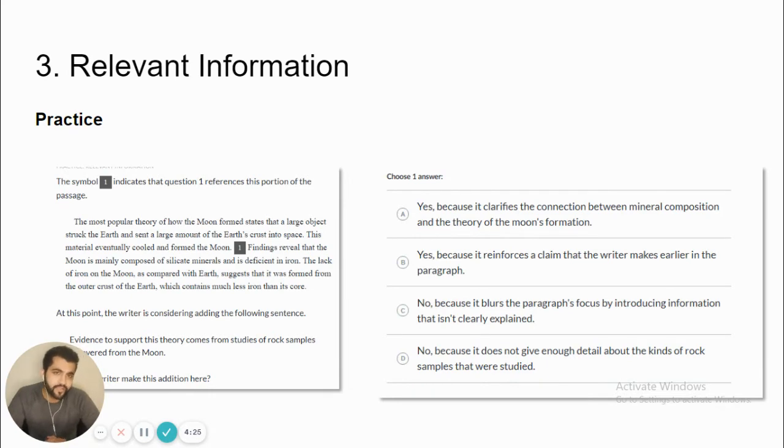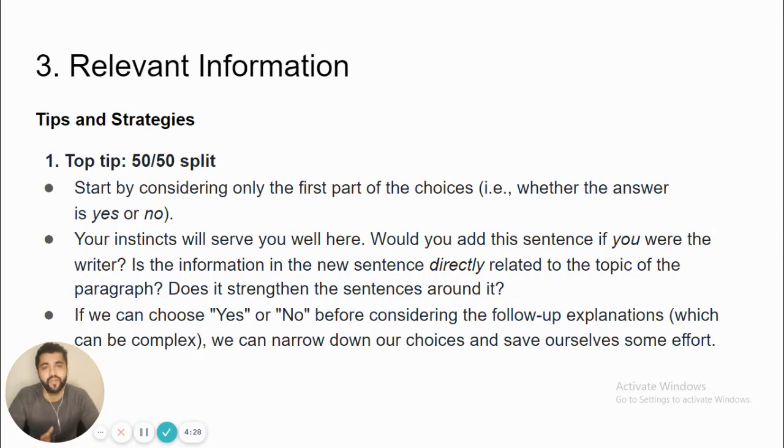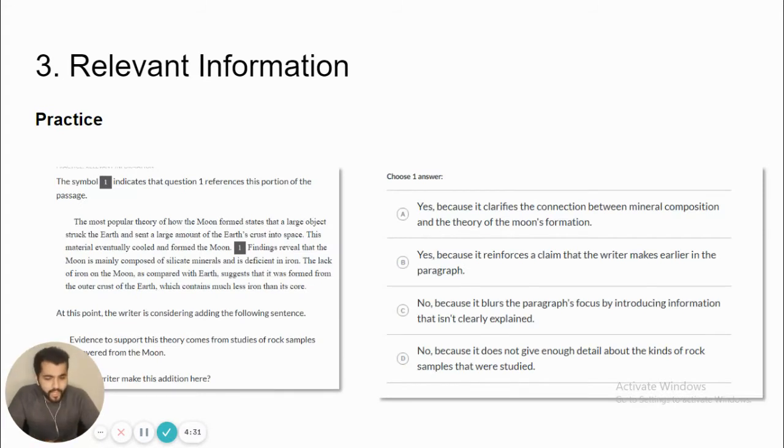Right. So let's look at the first step, that was the 50-50 split. Should it be a yes or no? So if you look at the sentence, evidence to support this theory comes from studies of rock samples discovered from the moon. It kind of makes sense. If you look at the sentence that follows the Mark 1, it directly starts from findings. We're not really told what the study was about. So adding this sentence obviously adds some value. It tells us that there were studies done on rock samples from the moon, and the findings from those studies told us that the moon was probably derived from the Earth. So yes, the answer is yes.